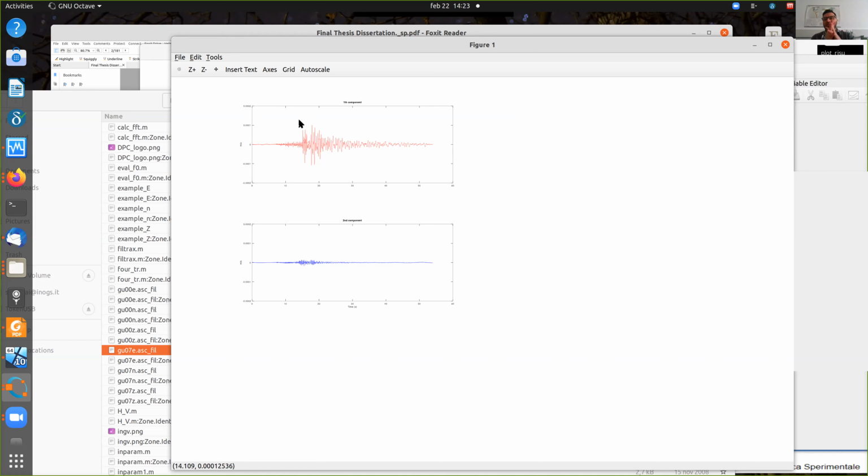The selection can seem trivial, but it's not, because I can select, for example, a relatively long window of signal.